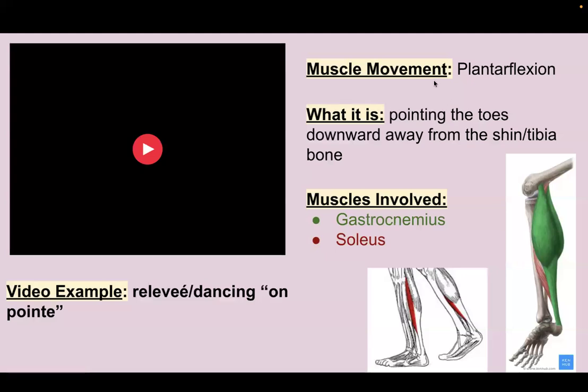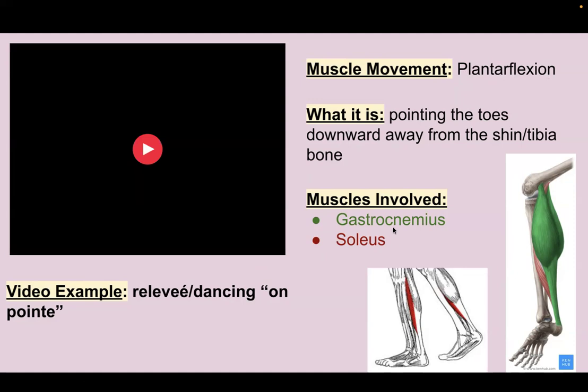So starting, the first muscle movement is plantar flexion. Notice that there are four elements highlighted in yellow here. These show you what you can include for each muscle movement. So at the top right, we have the name of the muscle movement, plantar flexion, then a definition, so what it is, pointing the toes downward away from the tibia bone.